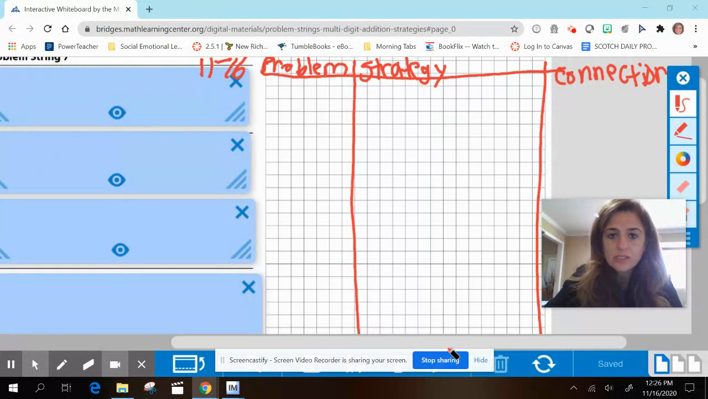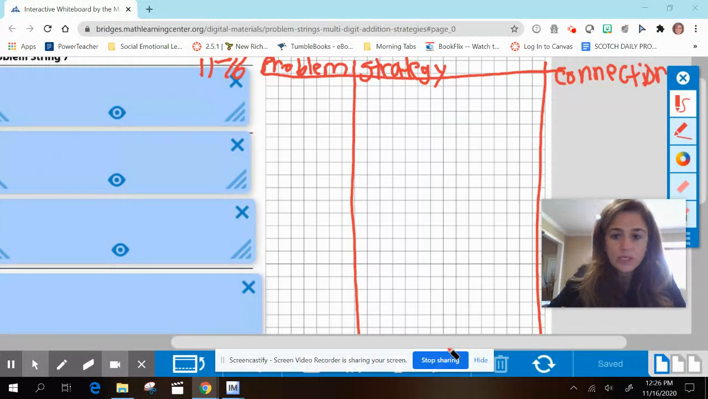All right. So as you know, you want to set up your book so that way you have a small area for problems, a bigger area for strategies, and probably the same amount of room for connections. Make sure you date today 11-16. That's the date I'm recording it, but you can write whatever today's date is that you're watching it.